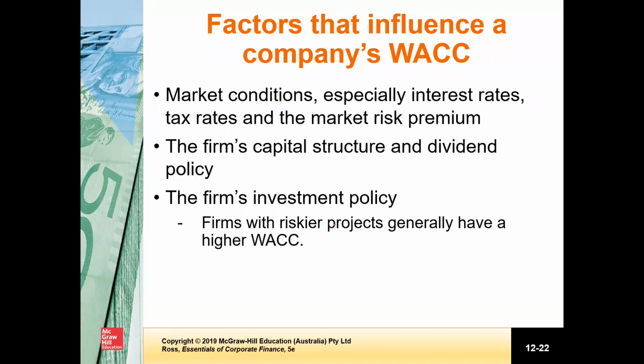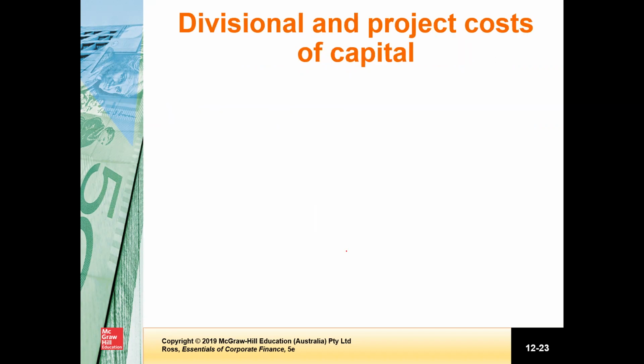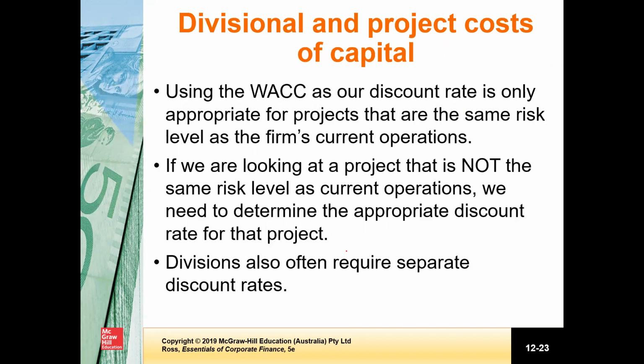An overall conclusion, as we have learned so far, is that firms with riskier projects generally have a higher weighted average cost of capital, because investors will require a higher return to compensate for the risk of the funds they have provided. So let's continue our discussion with divisional and project cost of capital.